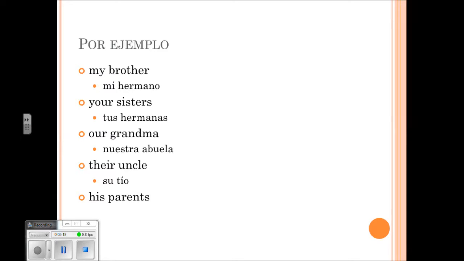Finally, his parents, sus padres. Same situation here. His indicates when we're talking about one guy, so you would think that the su part would be singular, but it's actually going to be plural because parents is plural, and that's the word that's being modified.